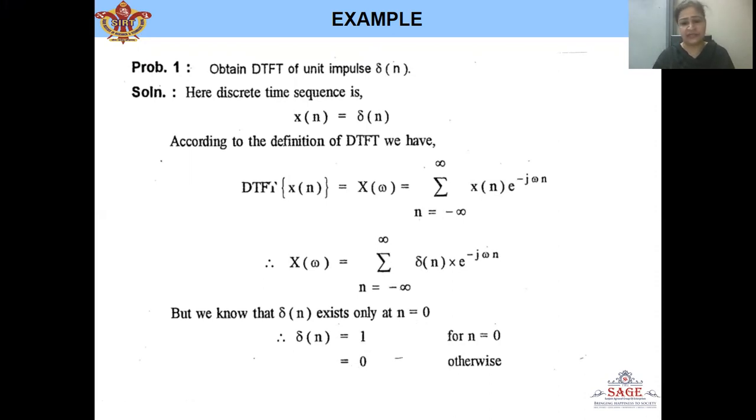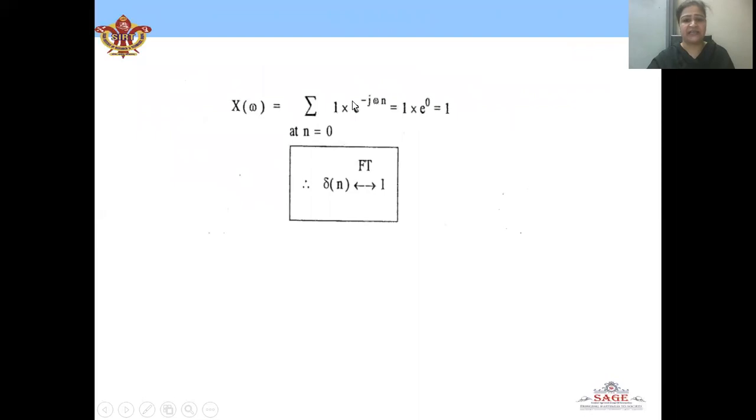So putting here, of all the values from n equals minus infinity to infinity, I will take only n at 0, because only there delta(n) is 1, otherwise it is 0. Now I'll take 1 into e to the power minus j omega n at n equal to 0. So e to the power minus j omega 0 will be 1. So we have seen that the Fourier transform is 1. So delta(n) has DTFT as 1.